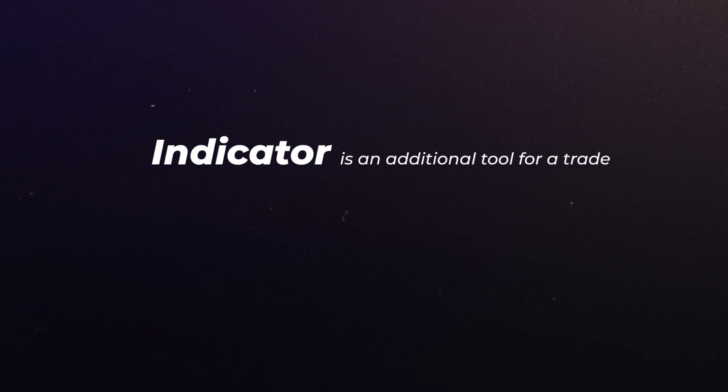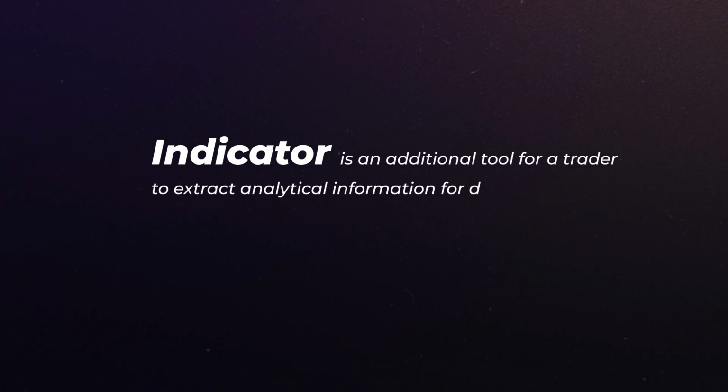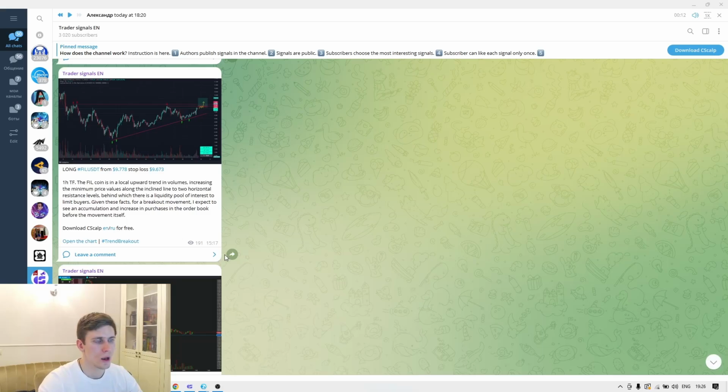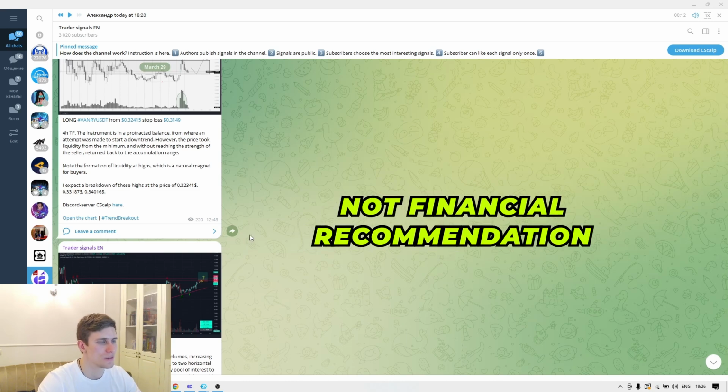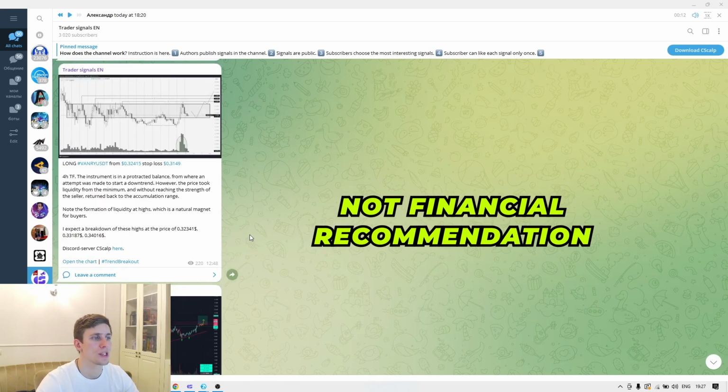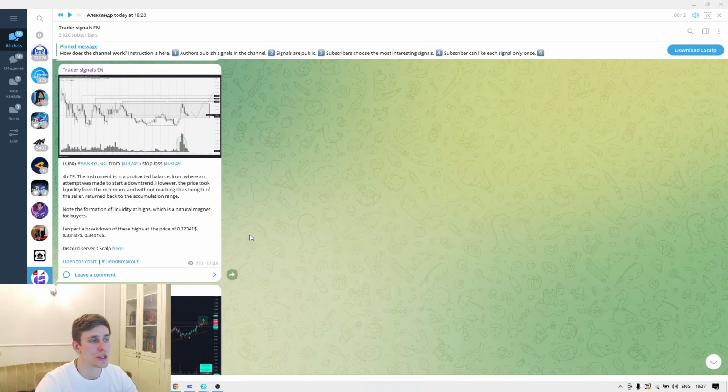An indicator is an additional tool for a trader to extract analytical information for decision making. It's not a strategy. The signal from the group is a screener-like tool, but not a financial recommendation. It's made to let you search for setups that you understand, in fact, and do it much faster.